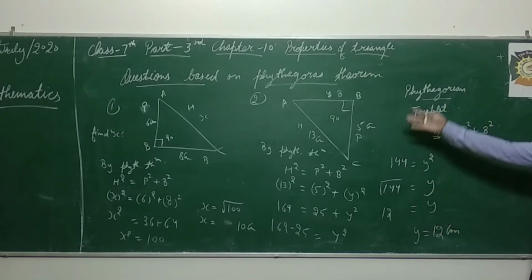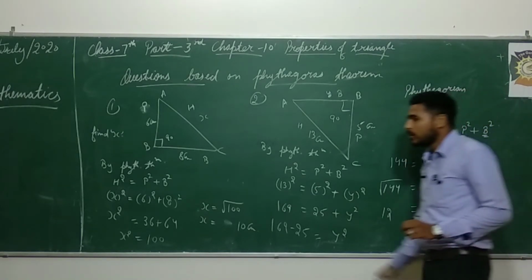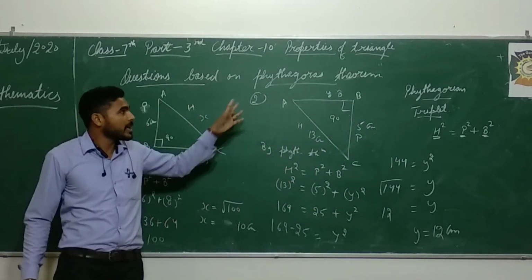So in this way, we can find the third side with the help of Pythagoras theorem. Now we solve some more examples which are based on this topic.